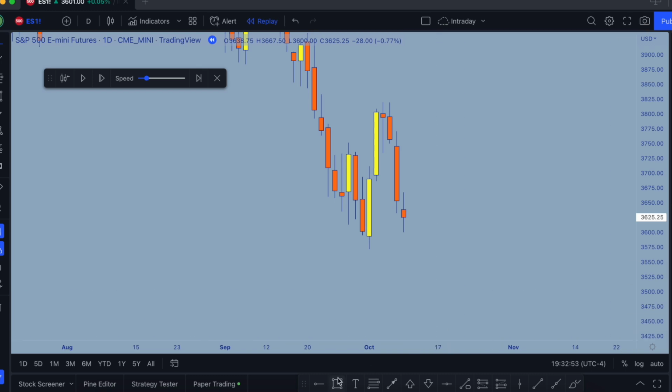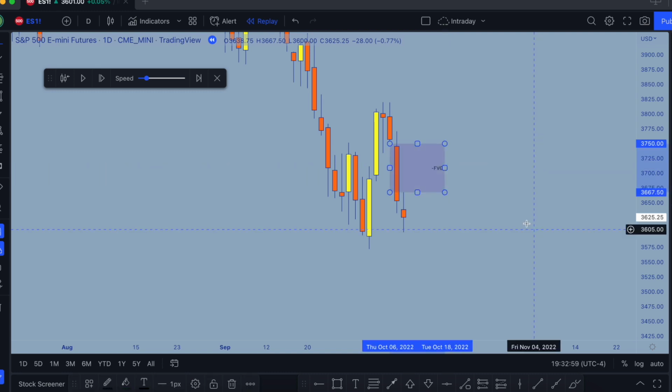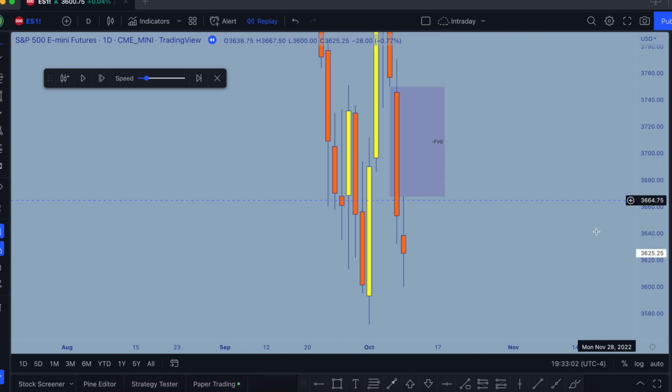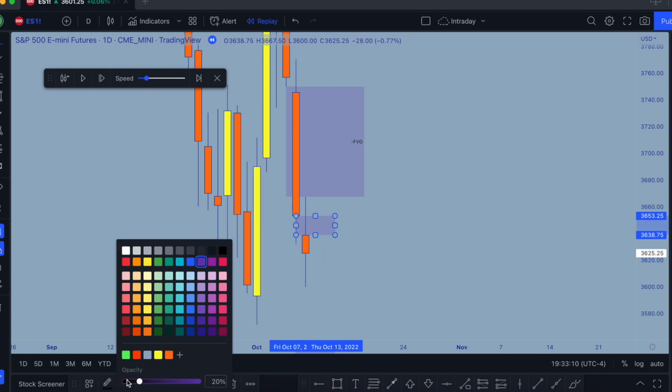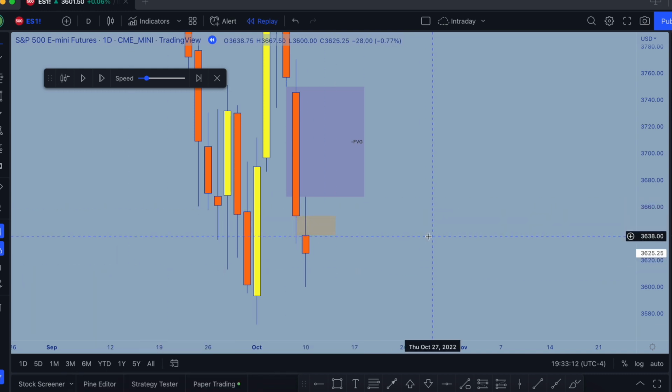So the immediate thing obviously that I see is a fair value gap here. And I also see an imbalance in price here. An imbalance in price is where there is no body and only wick. These areas are super strong and act like magnets for price. So I just like to label them with orange boxes.